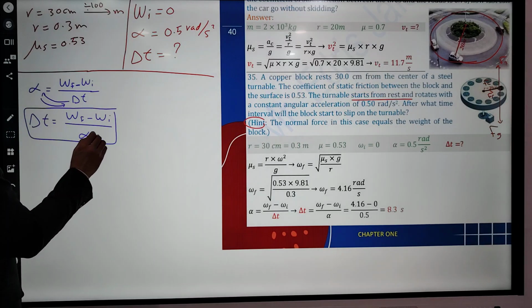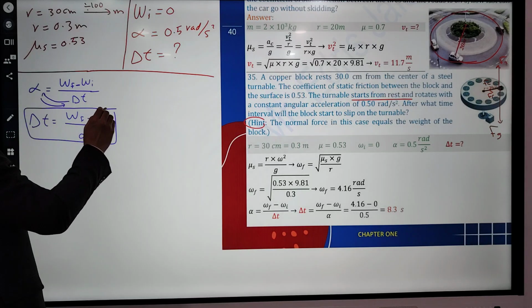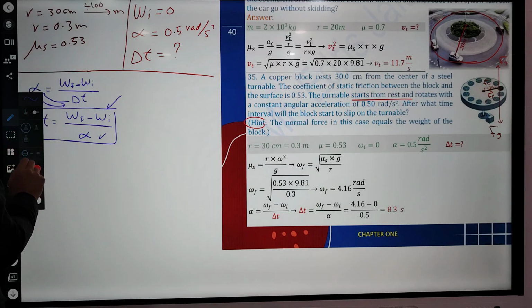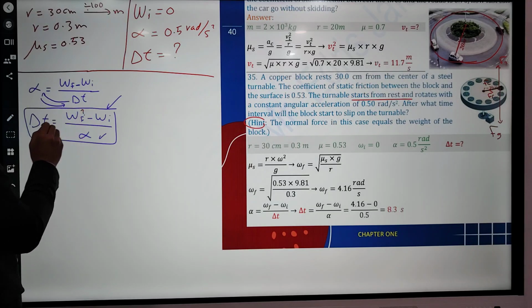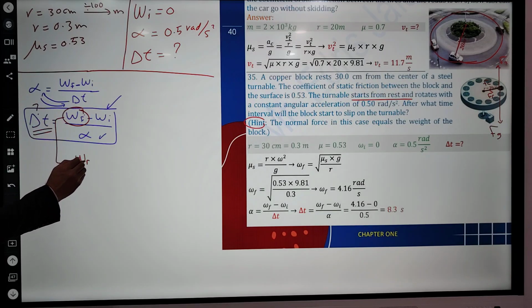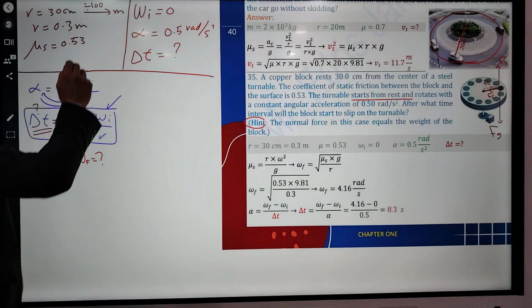Okay. Do we have alpha? Yes. Do we have omega initial? Yes. Do we have omega final? No. Without omega final, you cannot find delta t either. So that is why we have to find what? Omega final. How can you find the omega final?